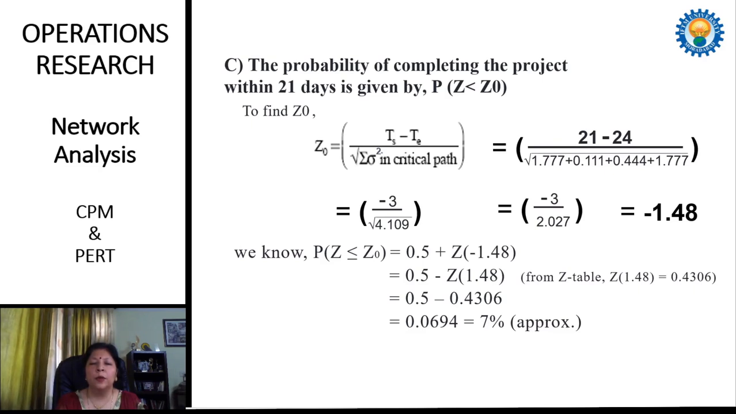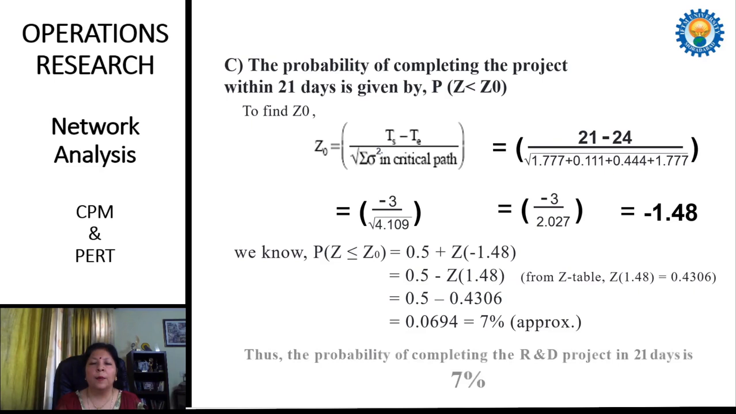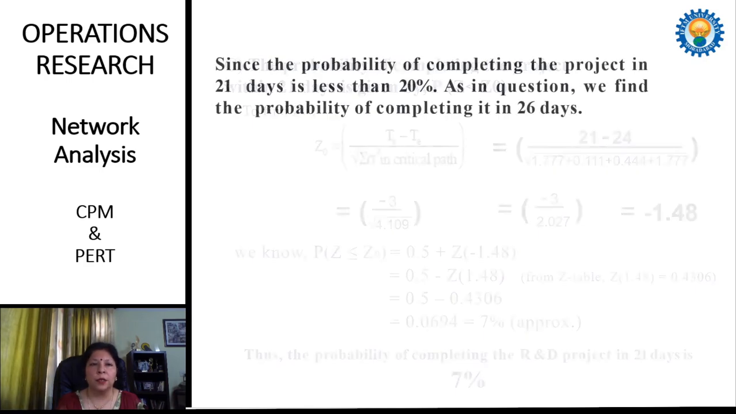We write that here, and in this way we find the chances. This is 0.0694 in terms of probability, that is approximately 7%. Therefore, the probability of completing the R&D project in 21 days is 7%.